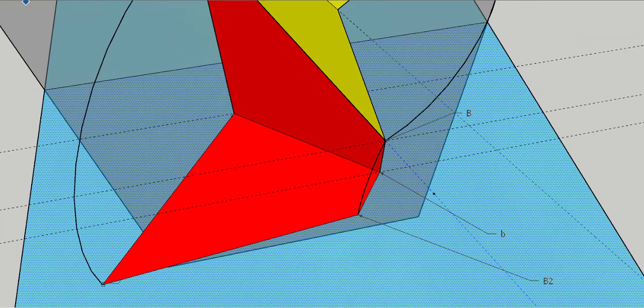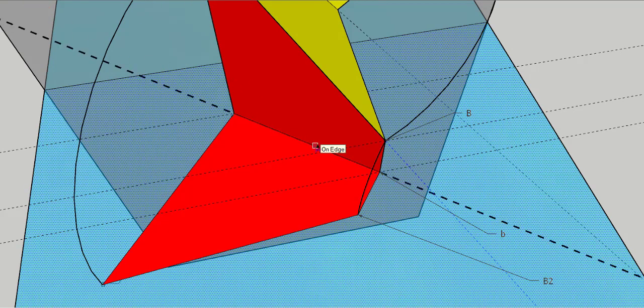Similarly, the same thing is happening here with the horizontal plane also. So let me just extend this line now, that is the top view projection. Okay, I extended that line.